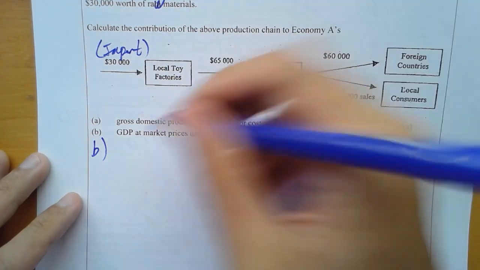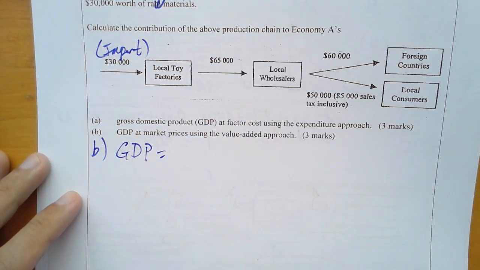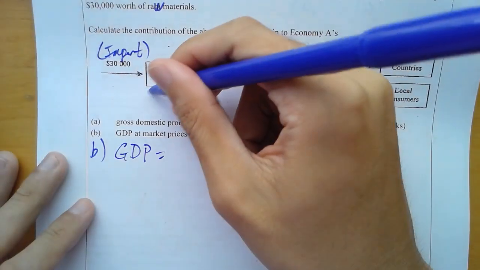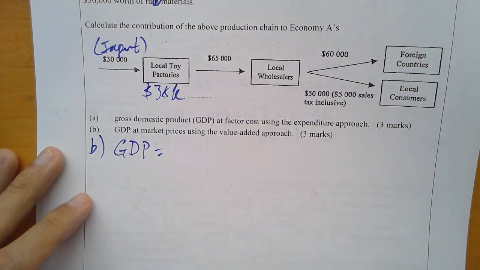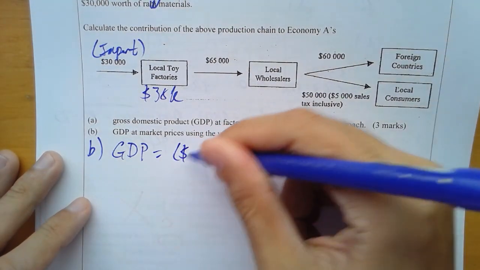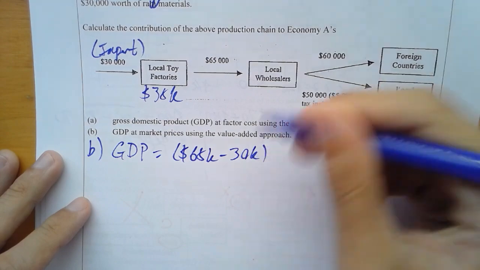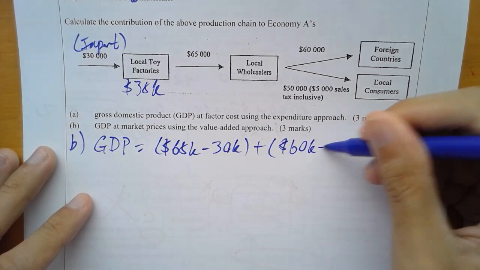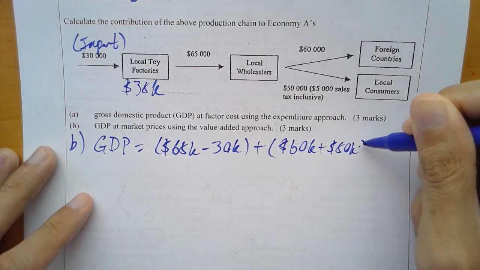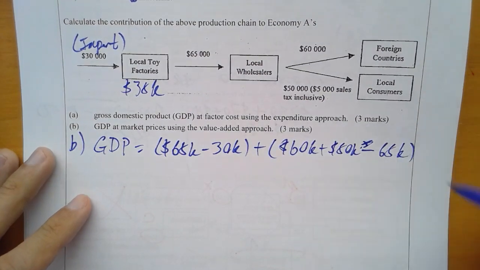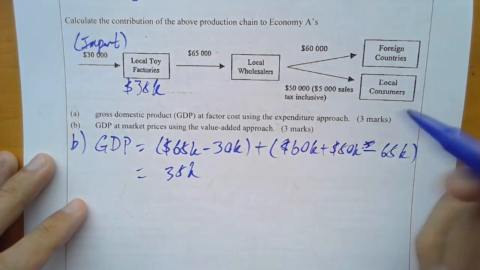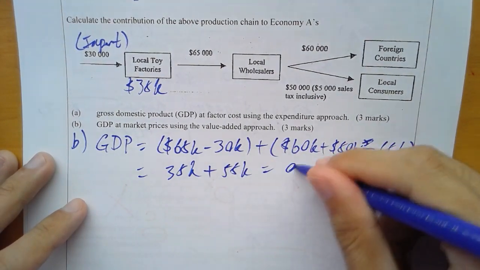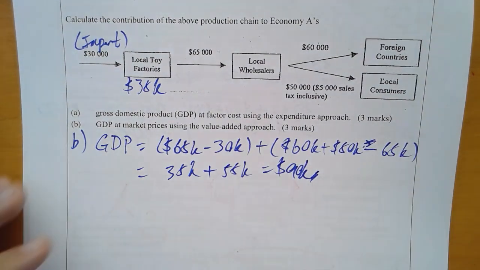By the value added approach, GDP equals first this guy. Remember, format matters. You are deliberately using the value added approach, so don't just write the answer. No, this is not good enough. Deliberately write it out: 65K minus 30K, this guy, plus the local wholesaler, 60K plus 50K minus 65K. Deliberately write it out, okay? Then this is 35K plus this will be 55K. We will have 90K.